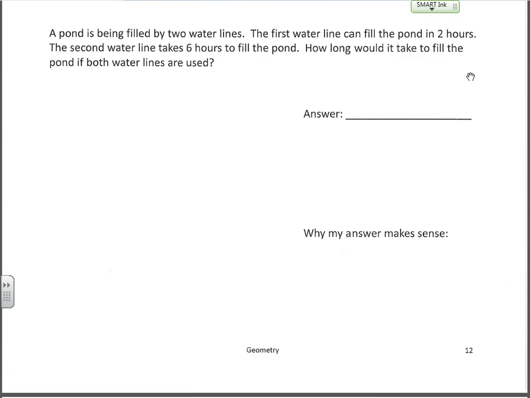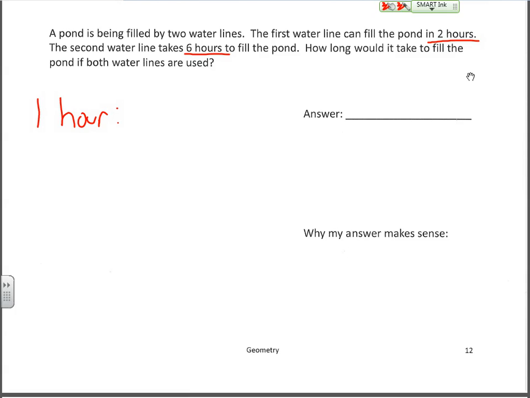If you're not sure how to attack this particular question, notice how we have 2 rates here, right? It can fill the pond in 2 hours. It can fill the pond in 6 hours. Those are 2 rates: 2 hours to fill the whole pond, and 6 hours to fill the whole pond. Whenever you have 2 rates and you're looking to combine them in some way, we're talking proportion here. So after 1 hour, and the reason I'm going with 1 hour is because we want to unify these 2 rates. They are both in hours.